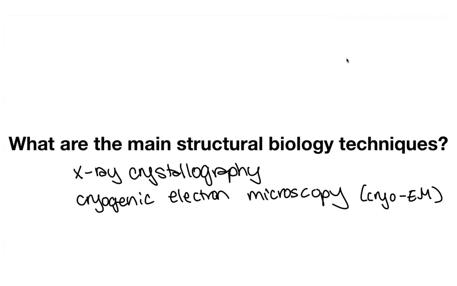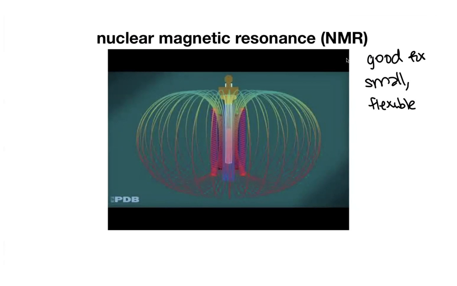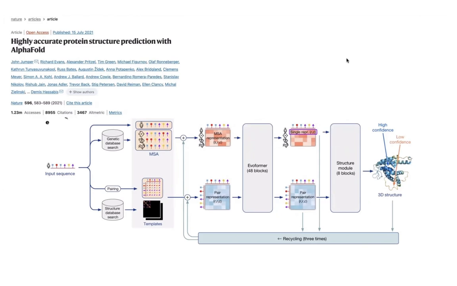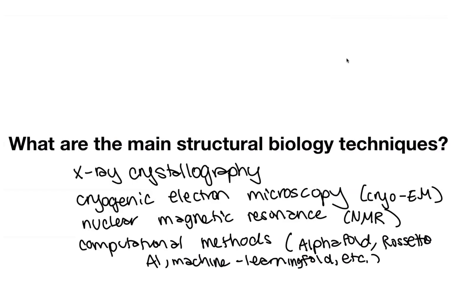But first, there's also a couple more. One is nuclear magnetic resonance, abbreviated NMR, which is good for small, flexible things. And then there's going to be computational methods. So you're going to see things like AlphaFold, RoseTTAFold, etc. And so we're talking about AI, machine learning, all these various things. There's also molecular dynamics and things like this. So lots of different techniques that you can do on the computational side.